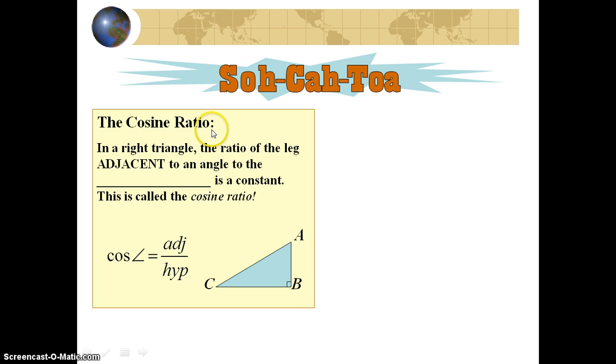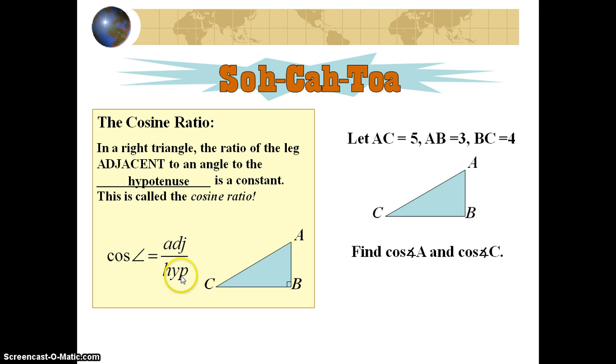Now let's look at the cosine ratio. In a right triangle, the ratio of a leg adjacent to an angle to the hypotenuse is a constant. So cosine is adjacent over hypotenuse. We're going to look at the same triangle as before, but this time we're going to calculate the cosine ratios. So the cosine of A is going to be the side adjacent over the hypotenuse, which would be 3/5. Then for the cosine of C, the side adjacent is 4 over the hypotenuse, which is 5. So that's 4/5.